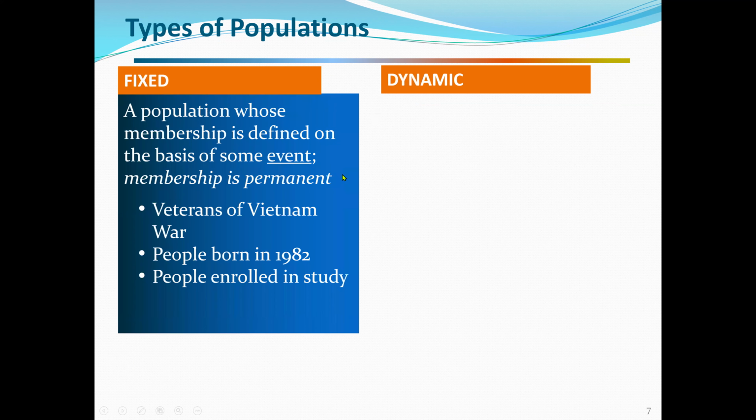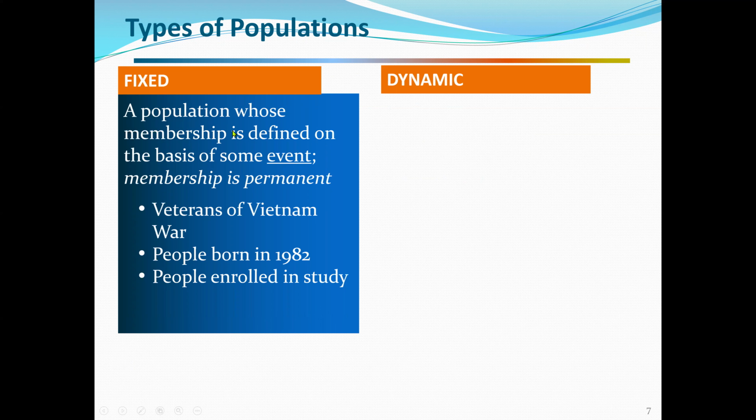And for the type of population, as we said earlier, we have two types. One is fixed and the other is dynamic. Normally, in a fixed population, the size doesn't change. It is a population whose membership is defined on the basis of some event. So membership is permanent. Examples would be the veterans of the Vietnam War, or people born in 1982, or people enrolled in a study. So again, its membership is permanent, no change.